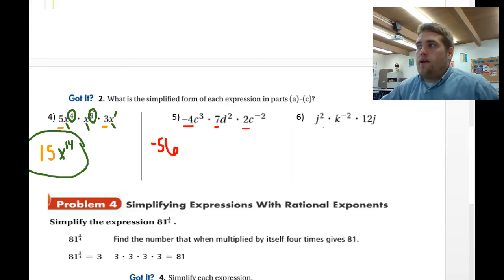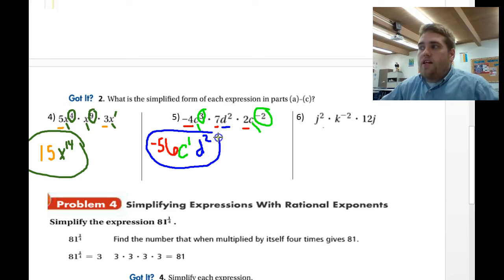Now I want to pull my bases. So I've got C and I've got D. Is C the same as D? No, they are not. Okay, so I cannot add those two. So C and C. So for my C's, I have 3 minus 2, which is 1. Okay, and then I have, no, I don't want to do red. I want to do blue. So D's left over, so it's just D squared. So D squared. Okay, and that is my final answer.